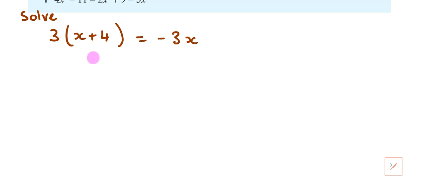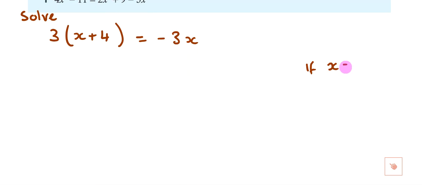So that means this side is equal to that side. If I find the value of x, will every value of x make both sides equal? No. Okay, let's just have a look.